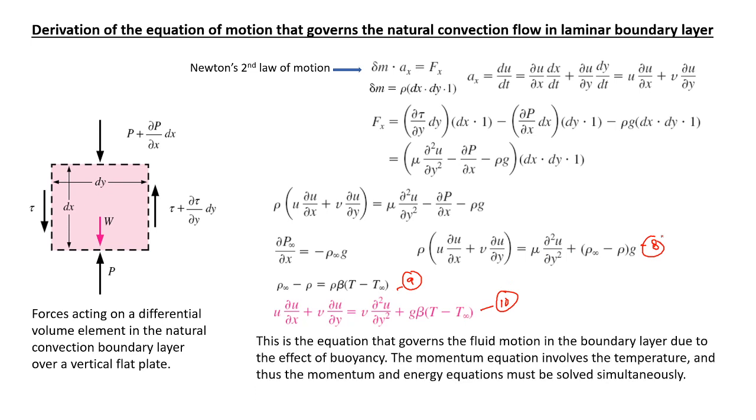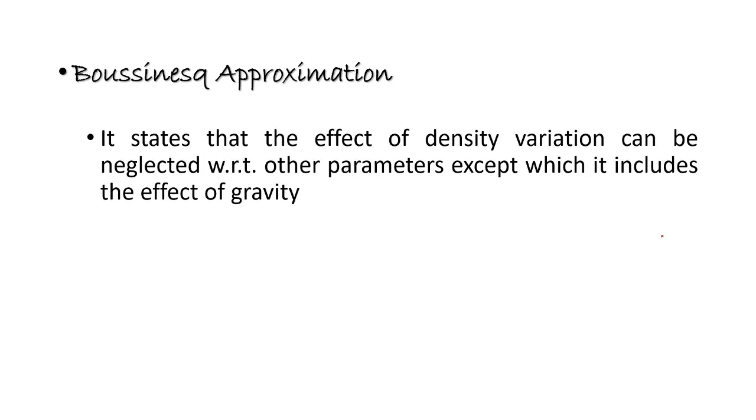So this is the equation that governs the fluid motion in the boundary layer due to the effect of buoyancy. The momentum equation involves the temperature, and thus the momentum and energy equations must be solved simultaneously. Before moving further, we have to mention the Boussinesq approximation. It states that the effect of the density variation can be neglected with respect to other parameters, except the one which includes the effect of gravity.